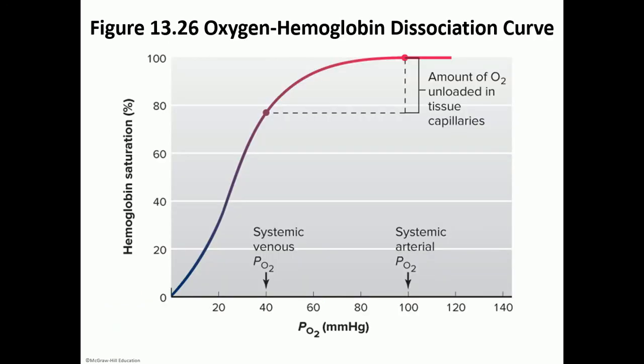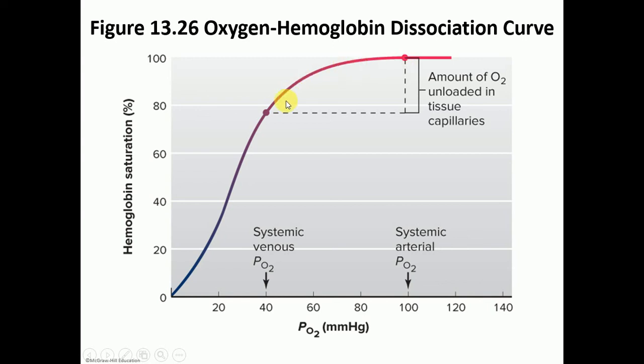And that is the curve that we're talking about here. You can see that curve plots the changes in pressures of oxygen against the saturation of hemoglobin by oxygen. So in the venous system, where the pressure of oxygen is 40, you'll see here that the hemoglobin saturation is a little bit less than 80%, while in the systemic arterial pressure, the oxygen levels are about 100 millimeters of mercury, and you'll see here that the hemoglobin is about 100% saturated with oxygen.